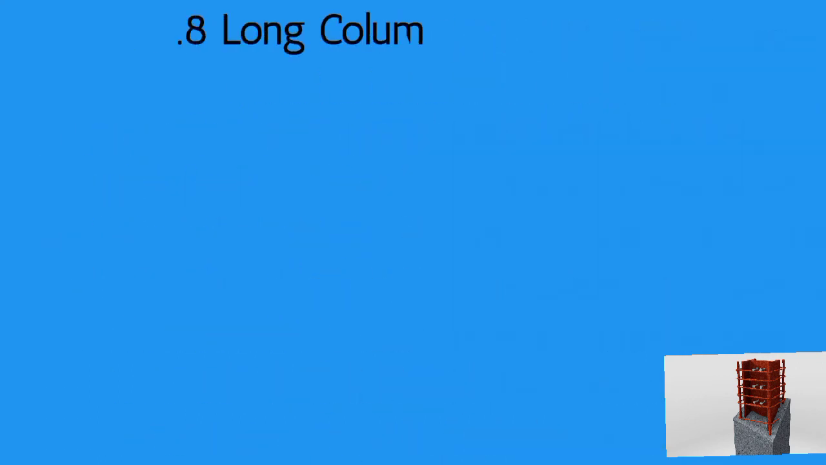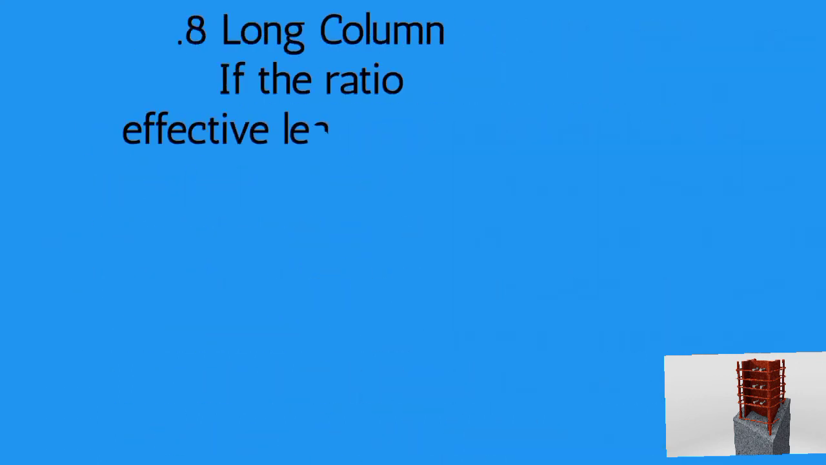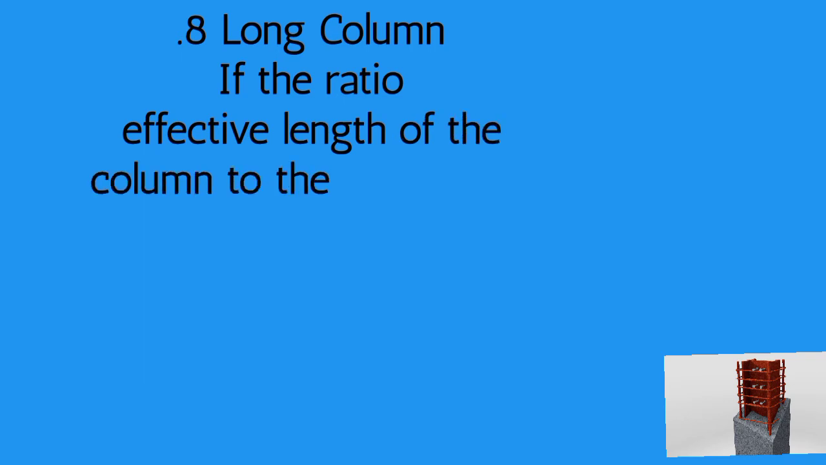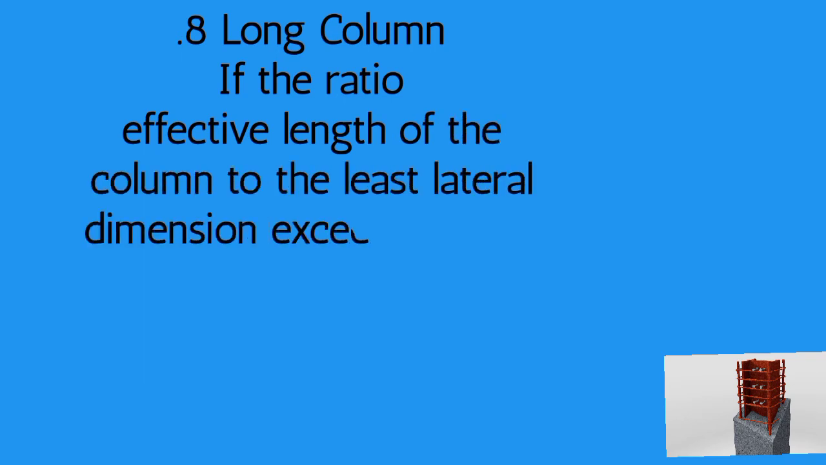8. Long column. If the ratio of the effective length of the column to the least lateral dimension exceeds 12, it is called a long column. A long column fails by bending or buckling.